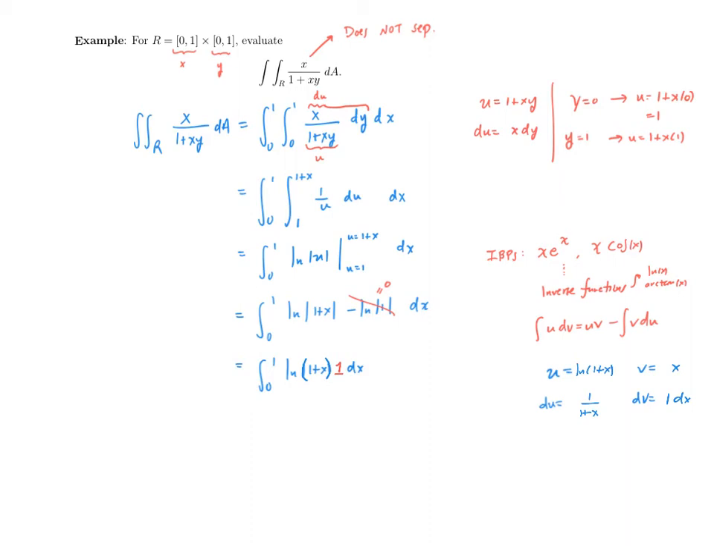And integration by parts tells us uv, so that would be x ln of 1 plus x from 0 to 1, minus the integral of v du. So in this case, that would be x over 1 plus x.